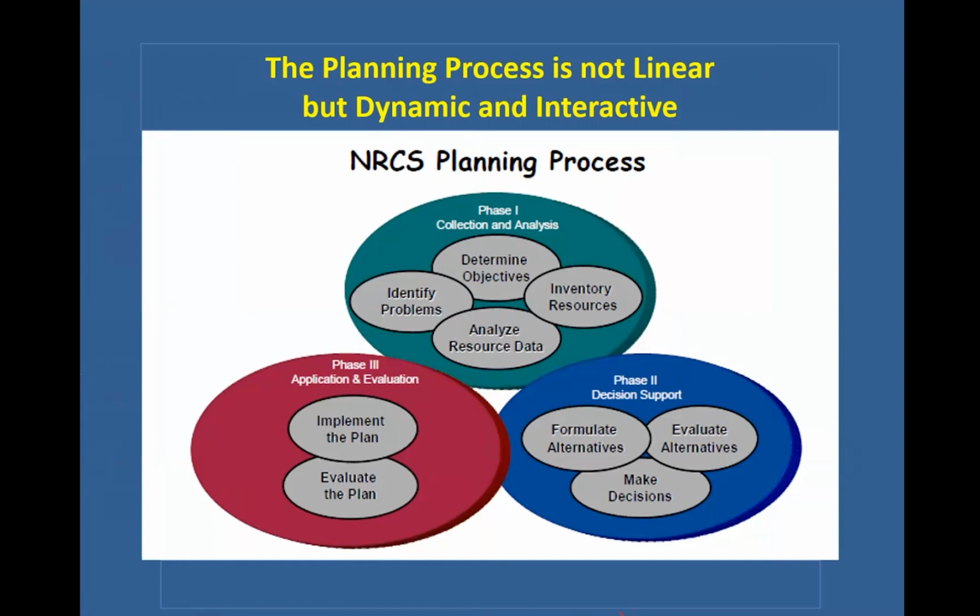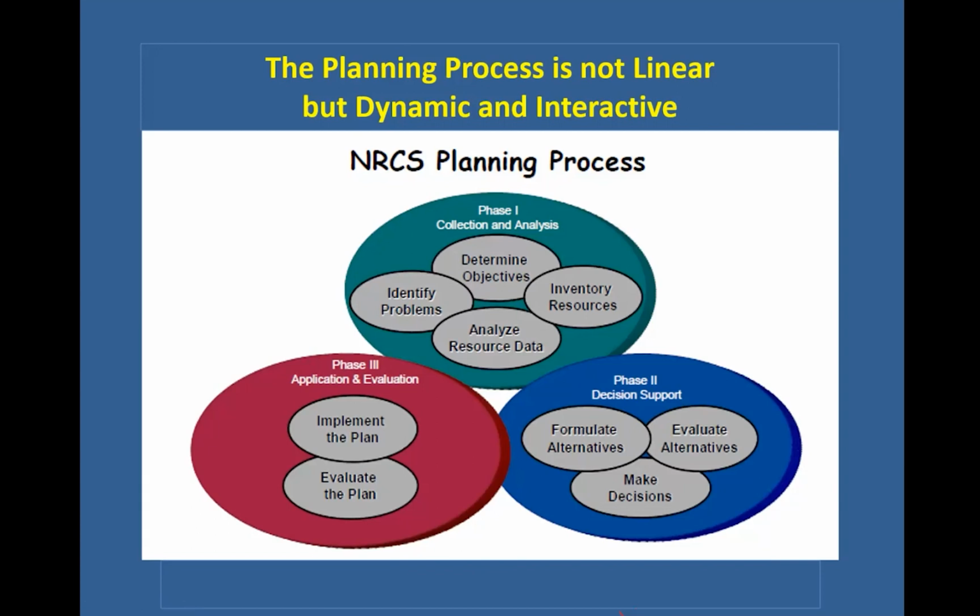And this kind of breaks down our planning process. Like I said, this is the planning process that is used throughout the country. Every NRCS office follows these 9 steps that are laid out here. So in phase 1, you have the collection and analysis of data. This is where you're going to determine the objectives, you identify the problems, you analyze the resource data, and you inventory. You've got to find out what cards you're playing with. So that's all in phase 1.